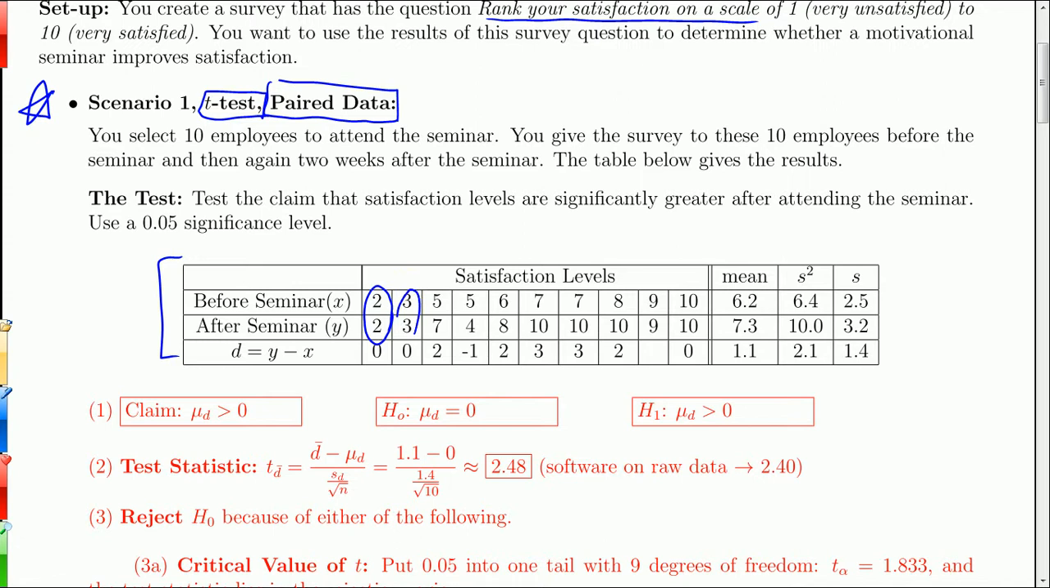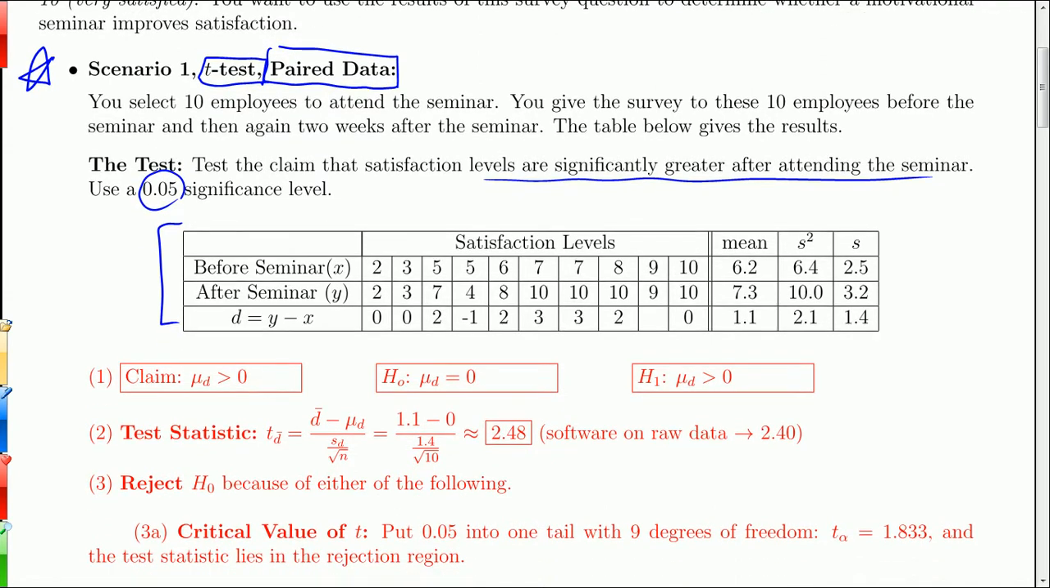Here's another one, again no change. Here's another one, there was an increase. And this one a decrease. So the point being here is that the data we're working with comes in pairs, right? And the test we want to claim is that satisfaction levels are significantly greater after attending the seminar. And we'll use a 0.05 significance level.